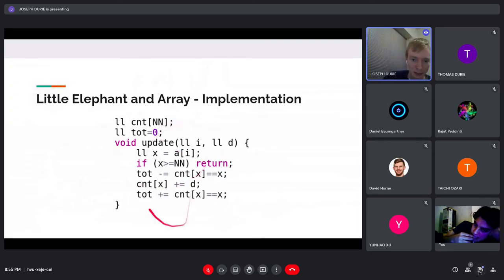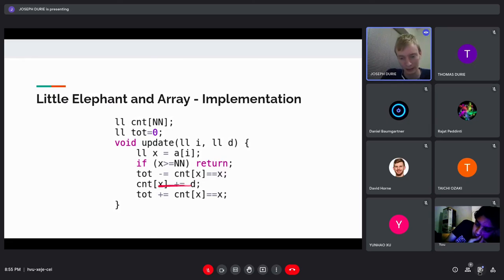So basically our implementation would look like this. We store the count of every value and total is our answer. So if X is bigger than N, we just return because that's never going to have any contribution. Otherwise, we subtract out count X equals X. And because of the way Booleans work in C++, it will cast this to either 0 or 1 based on if it's true or false. So this is subtracting out either 0 or 1.